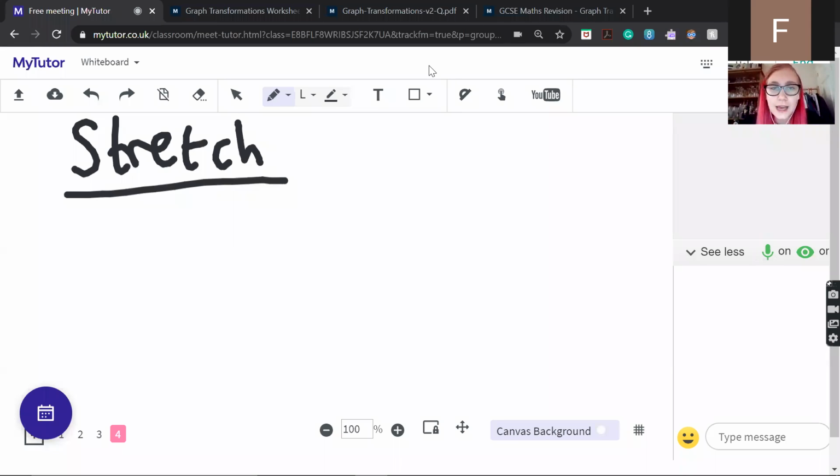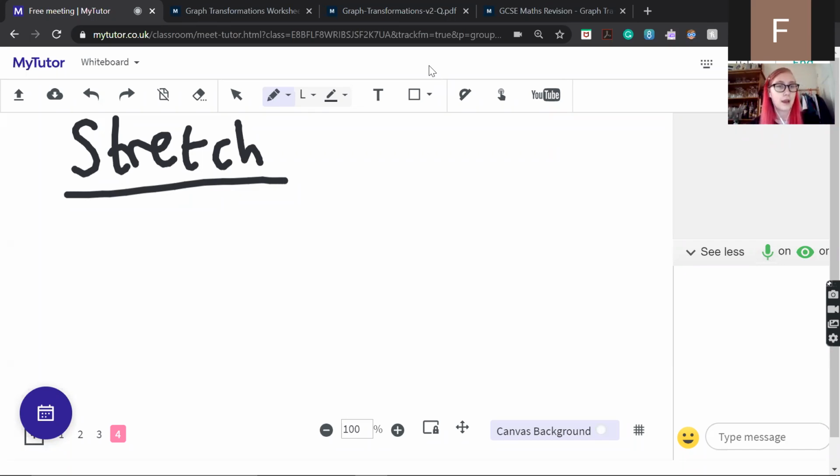Someone's asked for another translation example. Yeah, that'll be coming later. Don't worry, I'll do more examples of everything. And someone said, is another name enlargement? Kind of. So enlargement is kind of like a stretch in both directions.